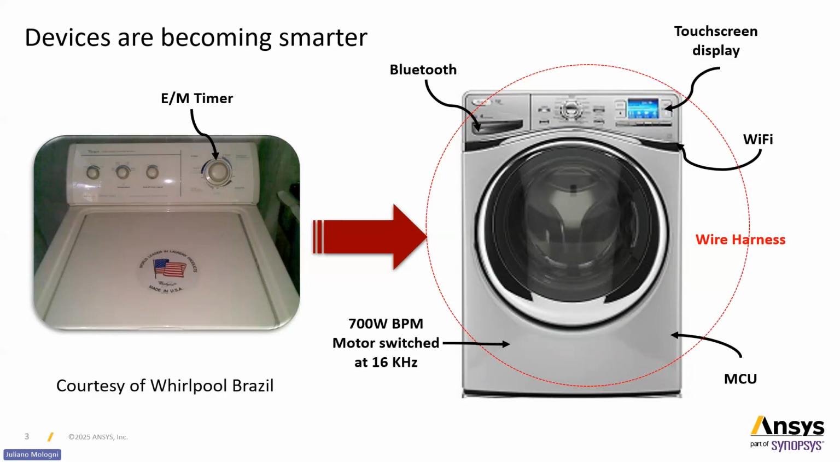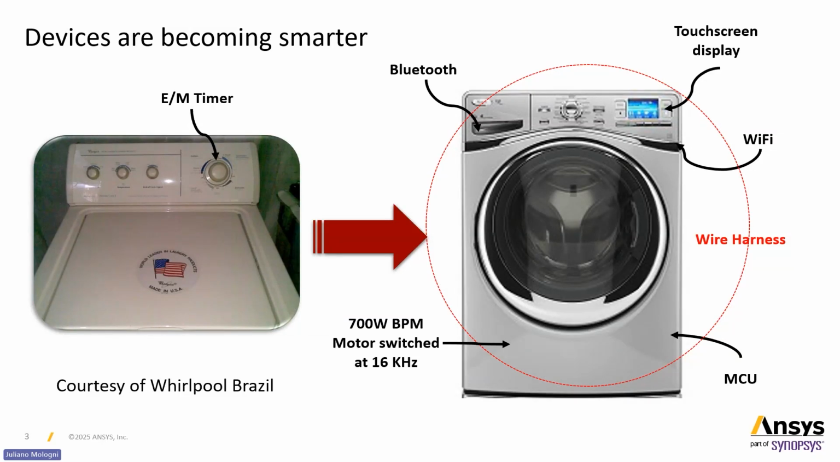I got this slide from a very old friend of mine from Whirlpool in Brazil, and he started his career decades ago designing washing machines. And back at the time, besides the motor, the only electronics component you had in a washing machine was an electromechanical timer. You were switching the timer, and then after some time it was automatically shutting off the washing machine.